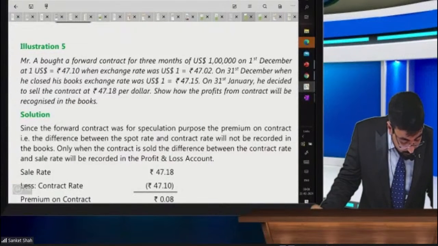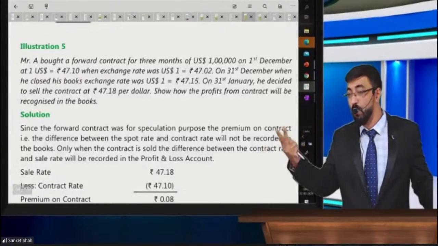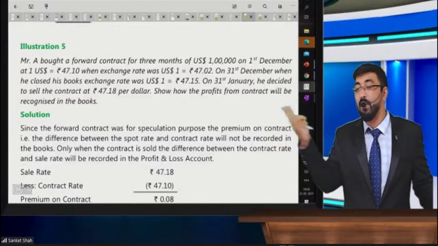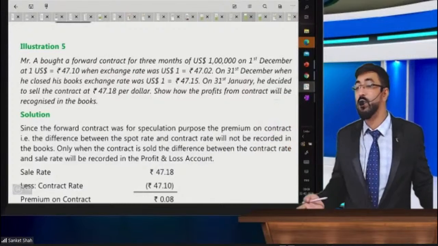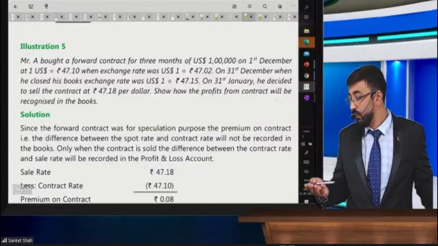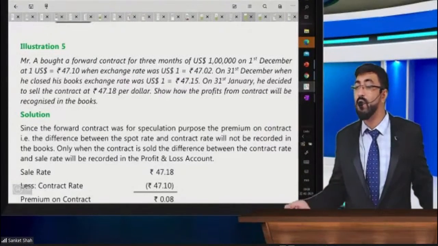Someone, Prakash, is asking why we have divided February and March. There are 2 months and April is only 1 month. So we have divided in the ratio of Feb to March and March to April. It's so simple. You clear with the concept? So 2 months and 1 month. That is the only reason.